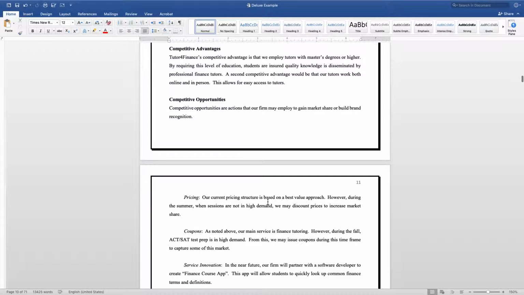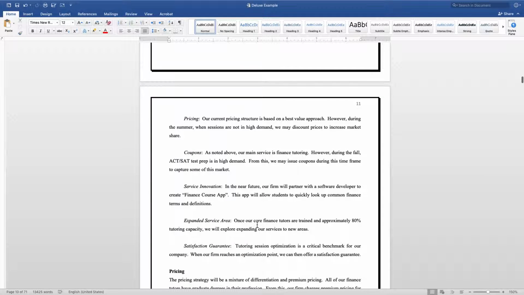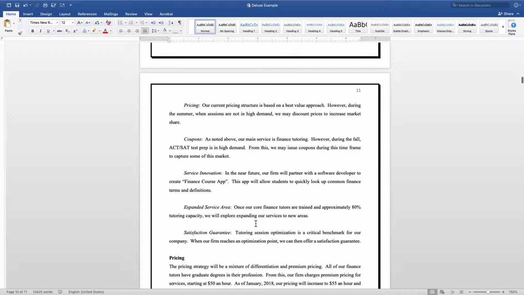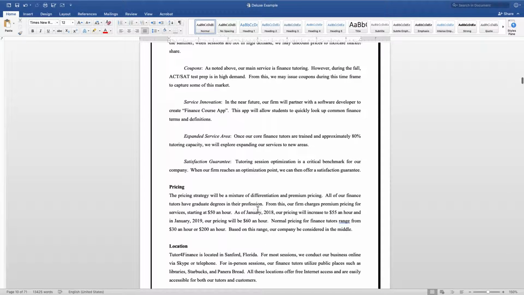And then once you've covered that, talk about competitive opportunities a little bit. All right, you know why you're different, and you've explained why you're going to be different. Now go ahead and talk about what you can do in your external environment that's going to help you take advantage of your differentiated products or services. Some of the competitive opportunities might be pricing, service innovations, extended service areas, satisfaction guarantee. So make sure you touch on some of those opportunities that are available to you.